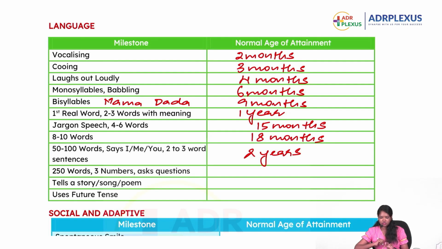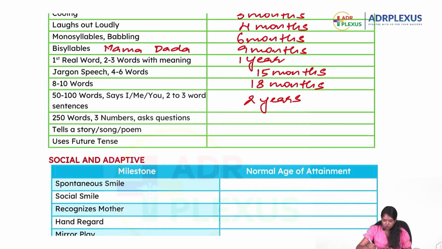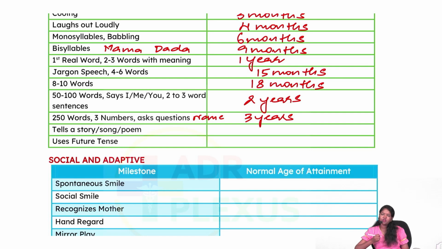By 2 years, and by 3 years the baby knows 250 words and asks questions. The baby knows its name by 3 years. It is a very notorious age group and will keep on asking questions. For everything you speak, the baby will ask a question. That is 3 years old.